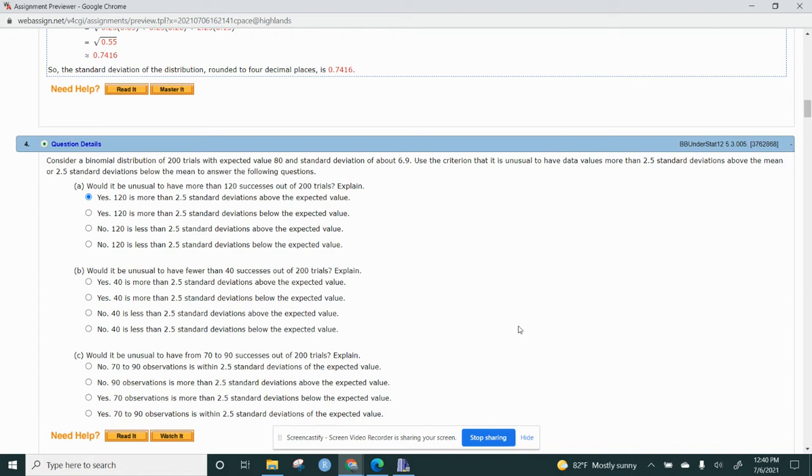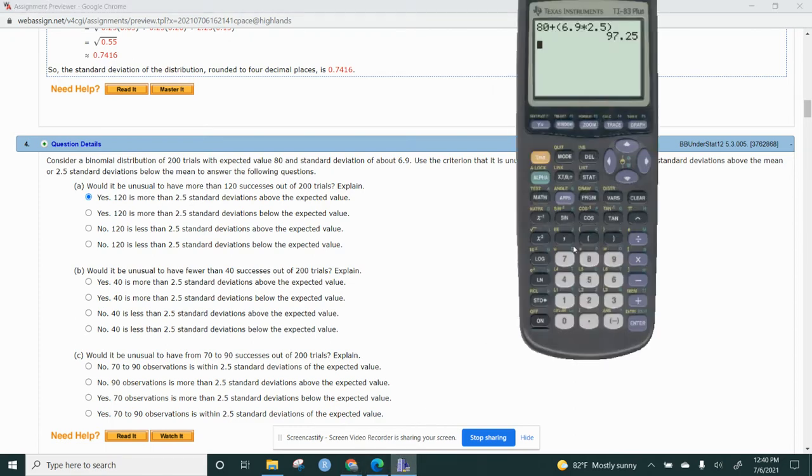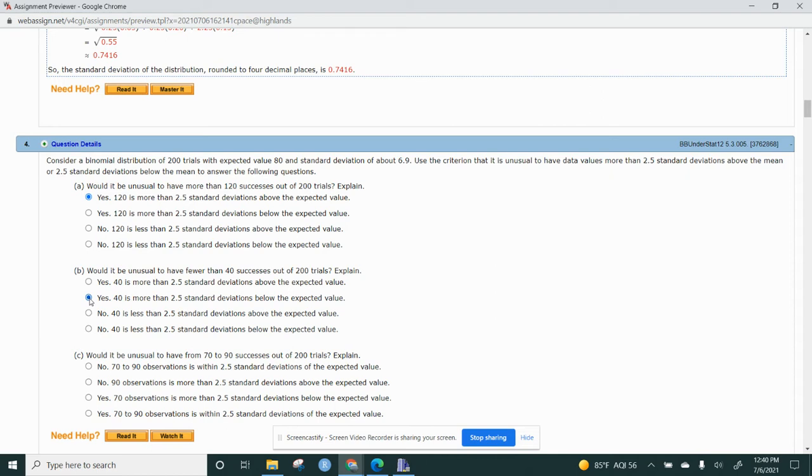Would it be unusual to have fewer than 40 successes? So again, what I'm going to do is go below the expected value, or the mean. So I do 80 minus, and I do the exact same thing, 6.9 times 2.5. And why am I doing it this way? Because the first one asks above the mean and this one asks below the mean. So I get 62.75, and 40 is below 62.75. So yes, 40 is more than 2.5 standard deviations below the expected value. So it would be unusual.